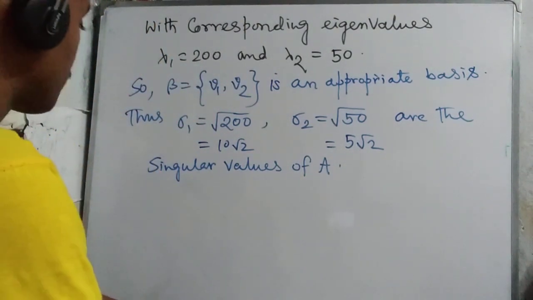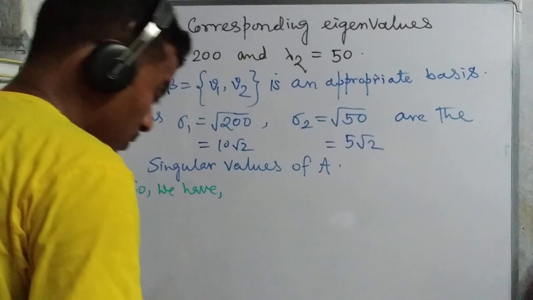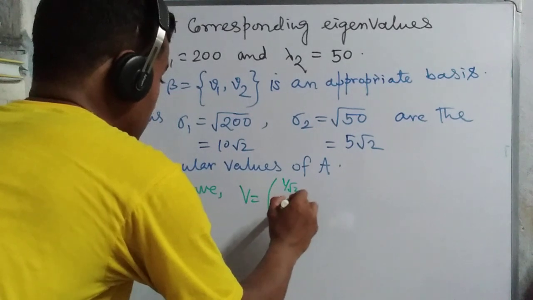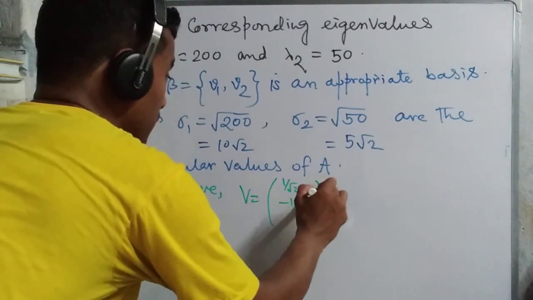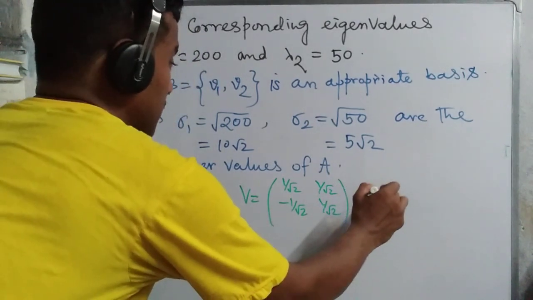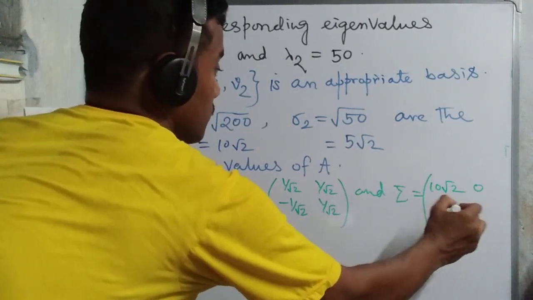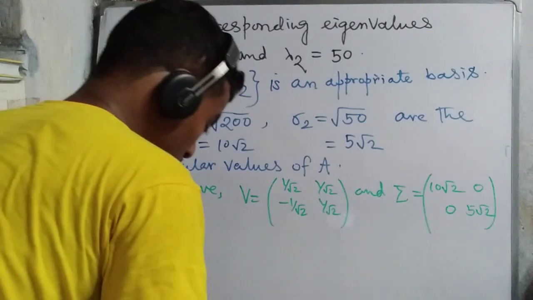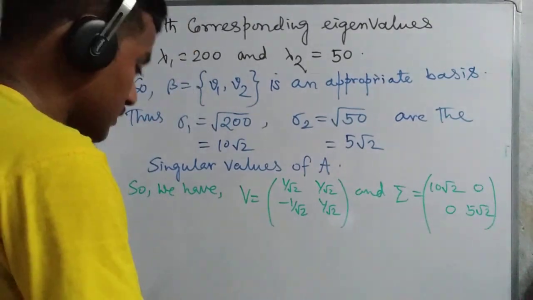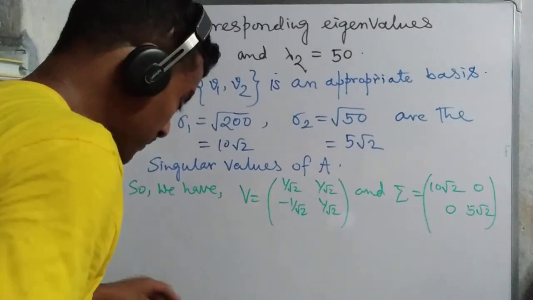So we have, okay, V equal to [[1 by root 2, -1 by root 2], [1 by root 2, 1 by root 2]], and this capital sigma equal to [[10 root 2, 0], [0, 5 root 2]]. Okay, then what happened now? Then we write it in this way.